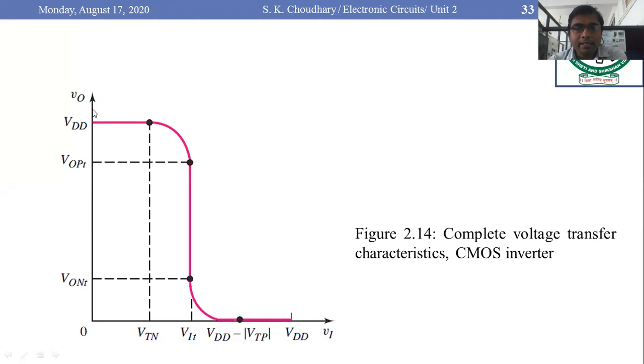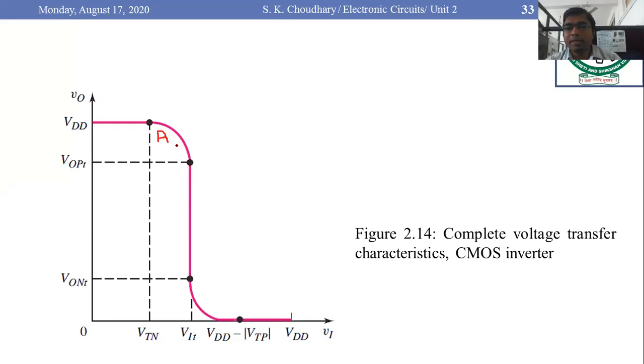And you can write these values here. So I'm just writing it. See here, when Vo is VDD, it means what? Vi is equal to 0, NMOS is in the cutoff, and PMOS is in the non-saturation. This is the reason from this point to this point, it is the region A, you can say. Here NMOS is in the saturation and PMOS is in the non-saturation.